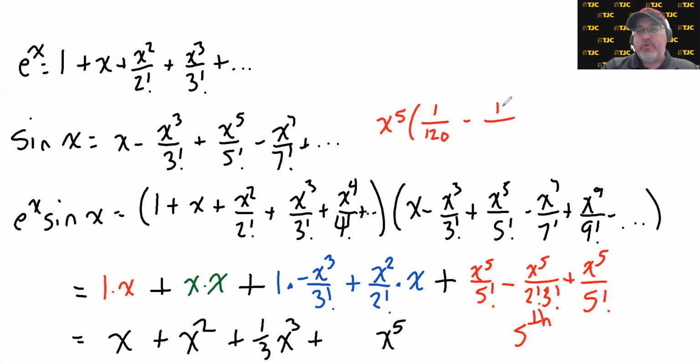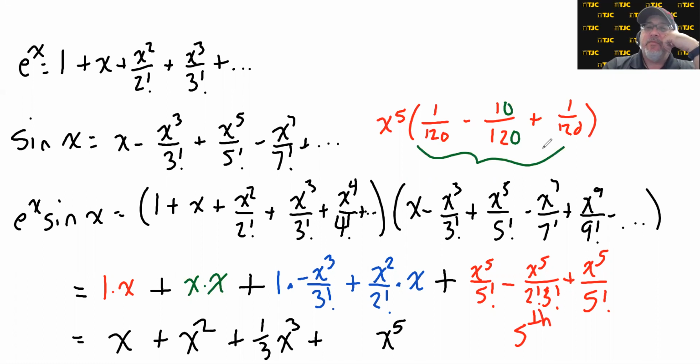2 factorial is 2, 3 factorial is 6, 2 times 6 is 12. And then plus, what's 1 over 120 again? Common denominator is 120, so let's just do this. And we end up getting negative 8 over 120. And we can reduce that by 8 and get negative 1 over, let's see, 120 is 15. So the coefficient of x to the 5th is negative 1/15.